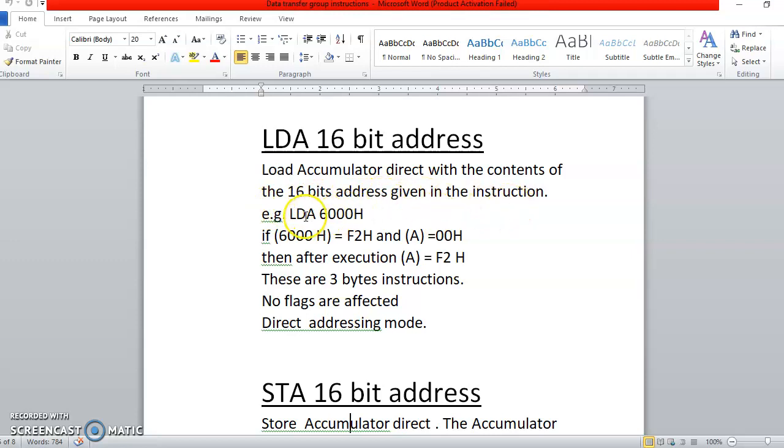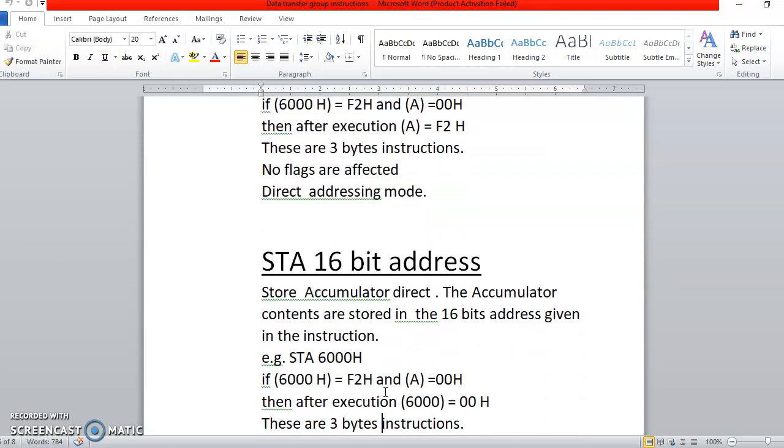For example, if I say LDA 6000, the contents of 6000 are, suppose, F2 and the contents of A are 00 initially. Then when I execute this particular instruction, the contents of A become F2. These are all 3-byte instructions. No flags are affected and it is a direct addressing mode.